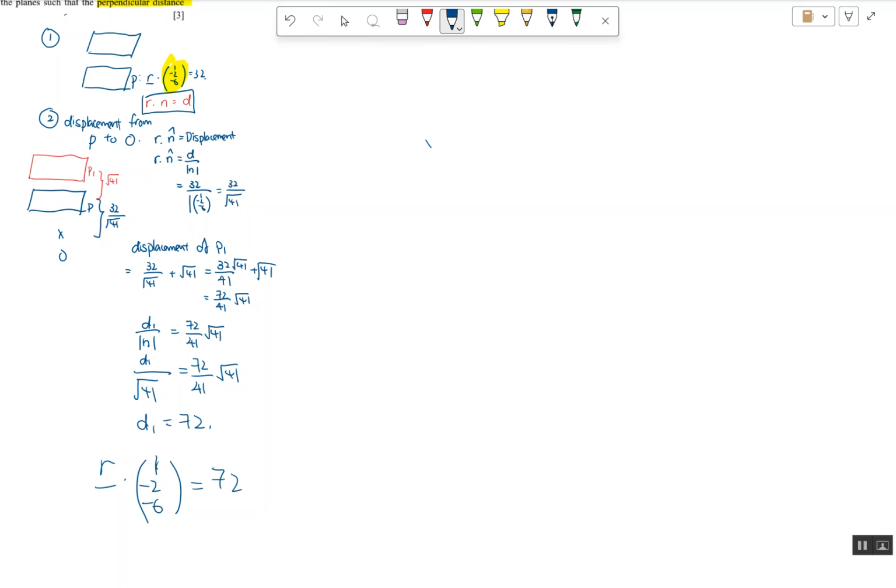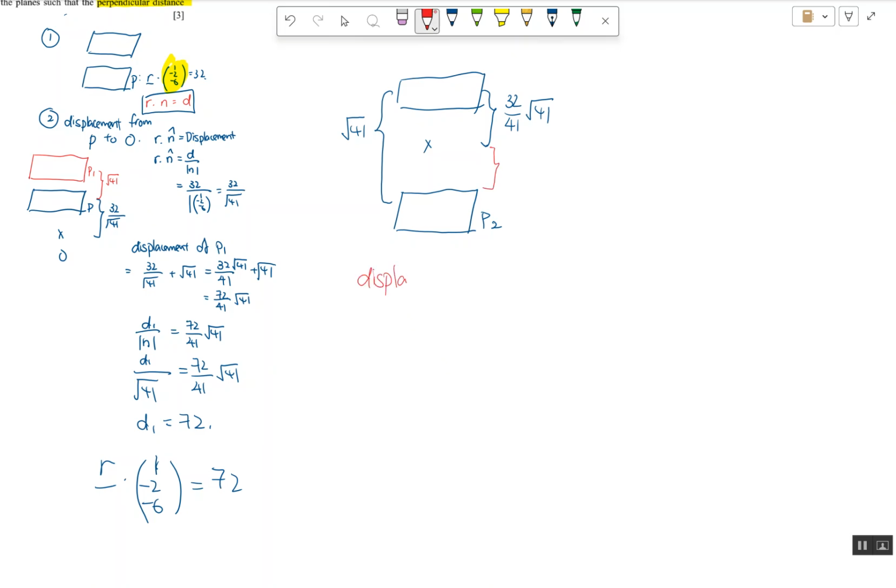How to find the other one? The other possibility is that this plane could be below the origin. I label this as P2. P is fixed. P is over here, which is 32 over square root 41 away from O. But the other one from here to here is root 41. So what is the displacement? If you draw, you can see obviously what the displacement is. What is the displacement of P2 from O?